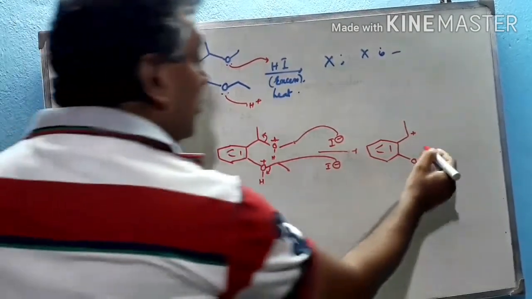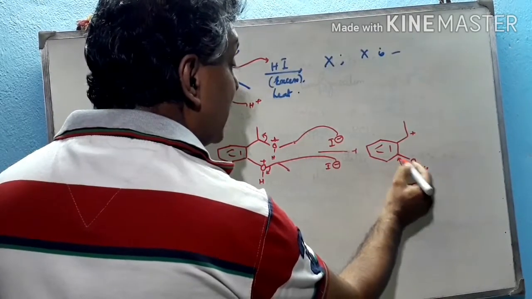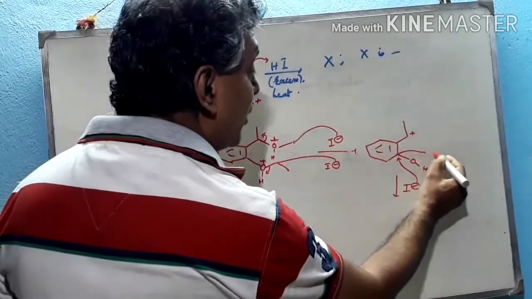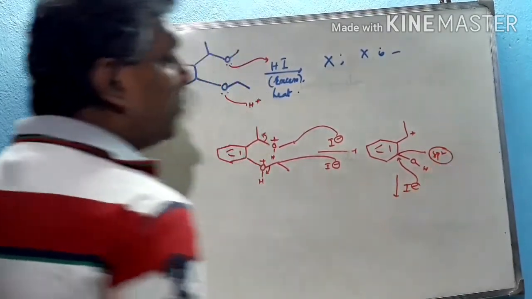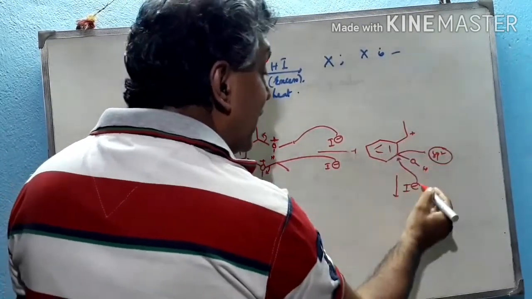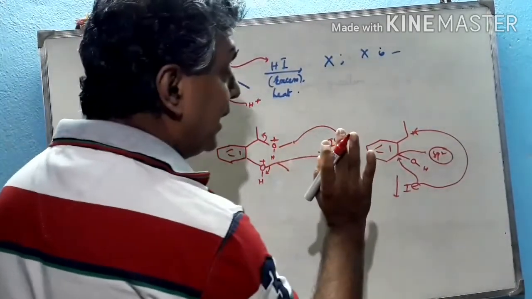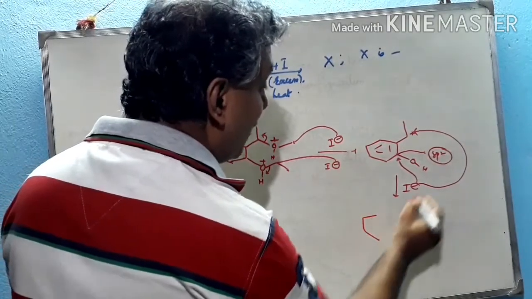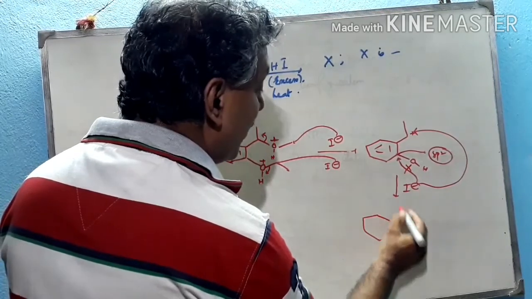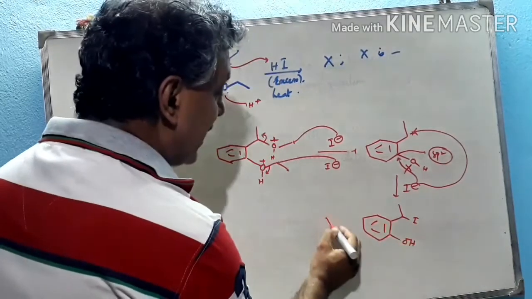The second I minus cannot attack this center, because substitution reaction doesn't occur at the benzene ring, as this carbon is sp2 hybridized. So substitution cannot occur. But here, though it is sp2 hybridized, it readily gets substituted by this I minus because it is not attached directly to the benzene ring. So this reaction doesn't occur, but this reaction occurs. The final product will be I with OH. This is the X.